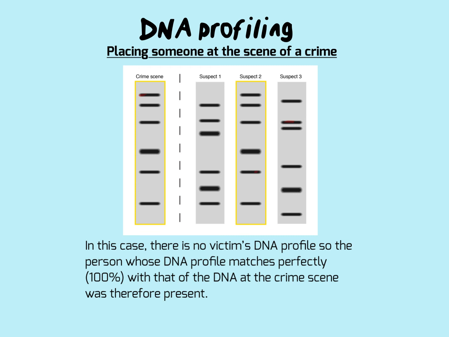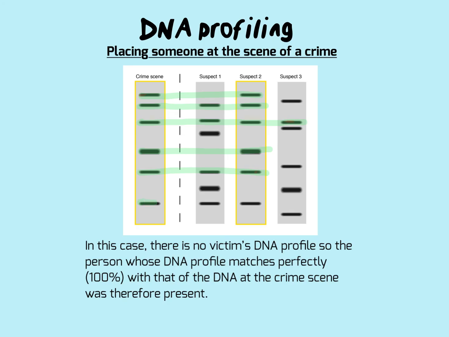This is a slightly simpler example of a DNA profile to place someone at a crime scene because there's no need to eliminate a victim's DNA. So here you have your DNA profile from the sample at the crime scene, and these are your 3 suspects that you have. Now, in this case, there needs to be 100% match with someone and the DNA profile. So all of the bars must match perfectly with the DNA from the crime scene. And again, you use your ruler and read across for all of the bars on the profile to see who has matches with this DNA profile.